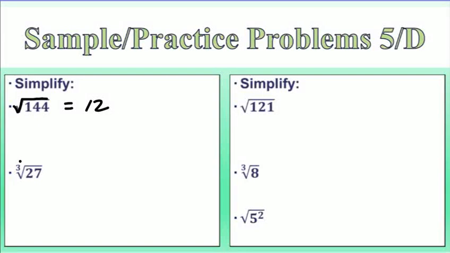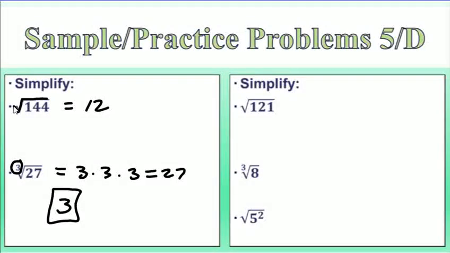This one, you see there's a number here. That means the third root. Means what do we multiply by itself 3 times to get 27? Well, I know 3 times 3 times 3 equals 27. So the cube root of 27 would be 3.